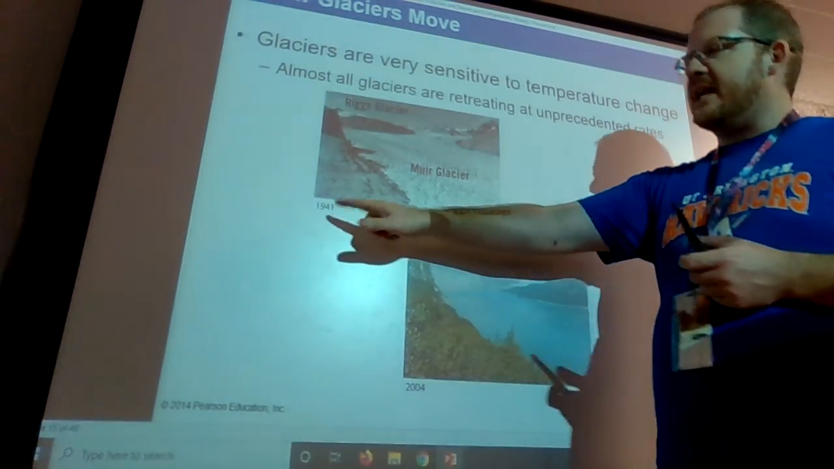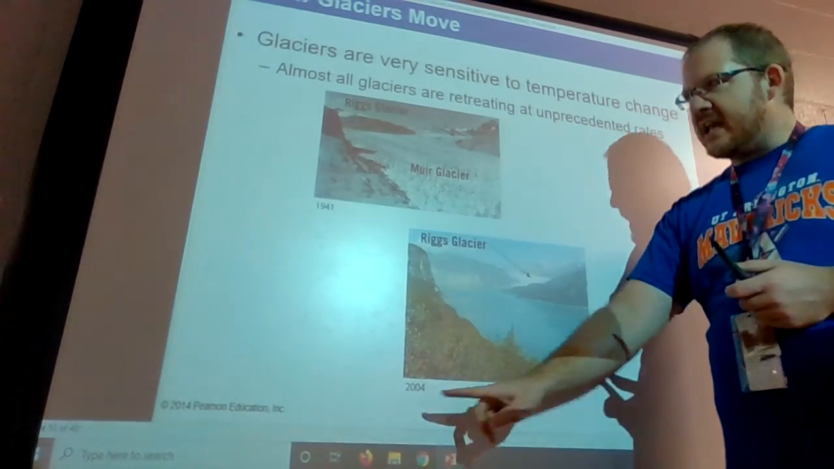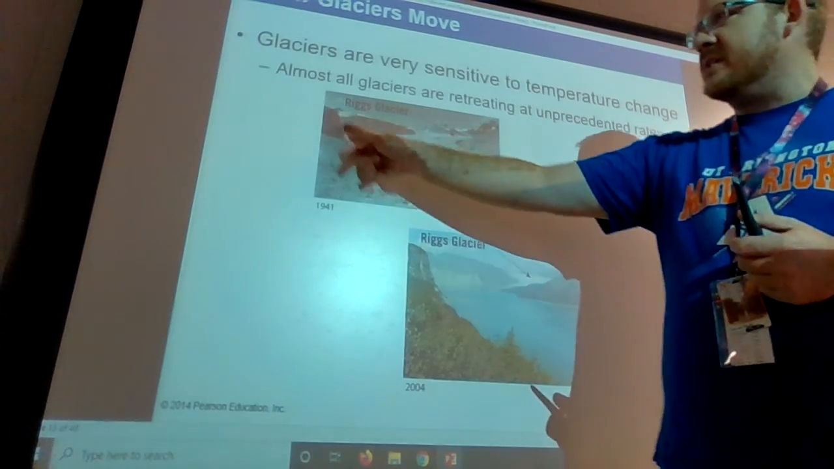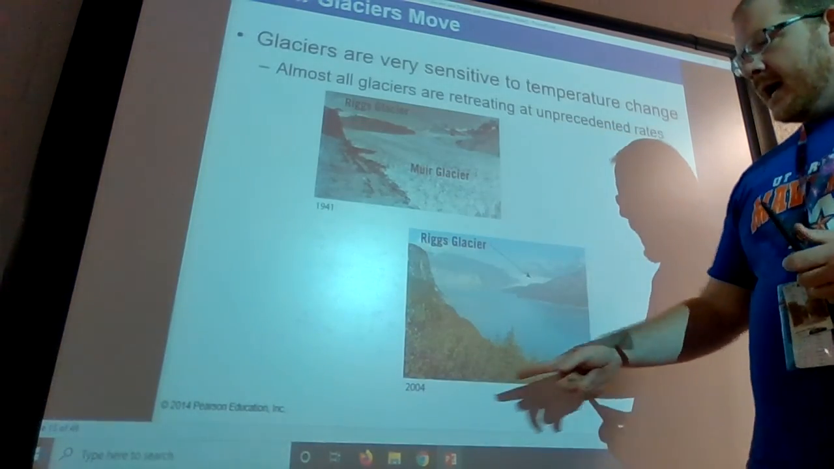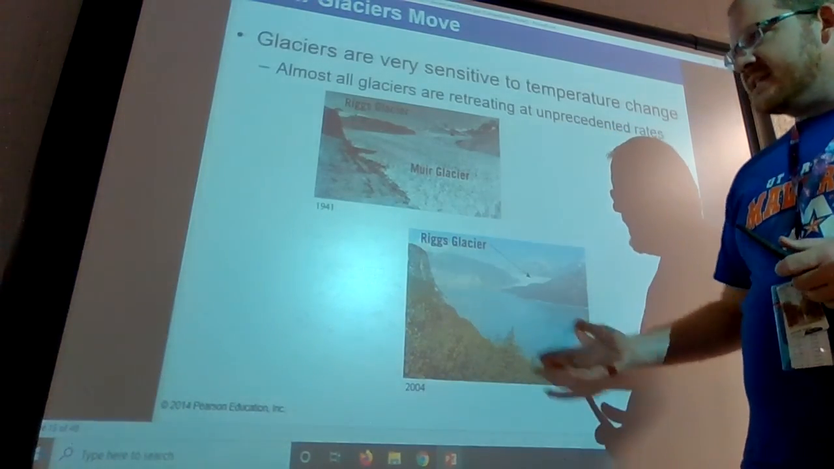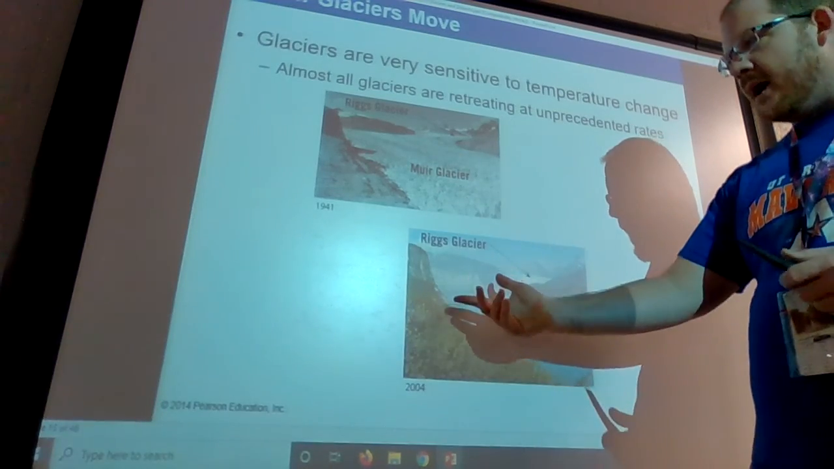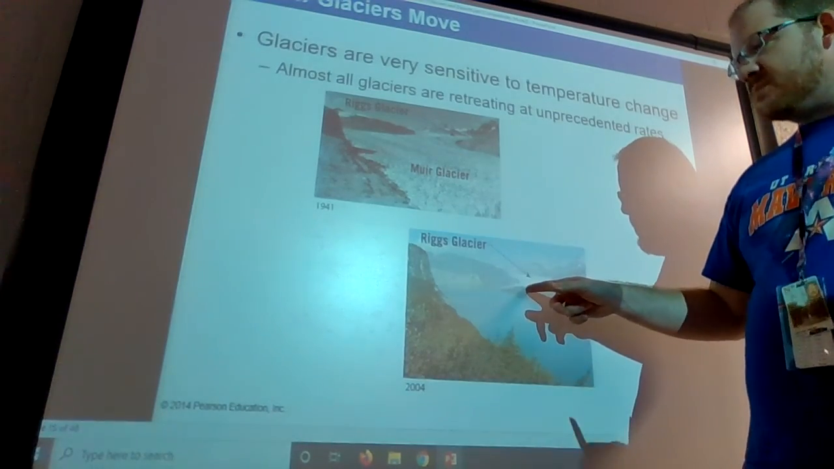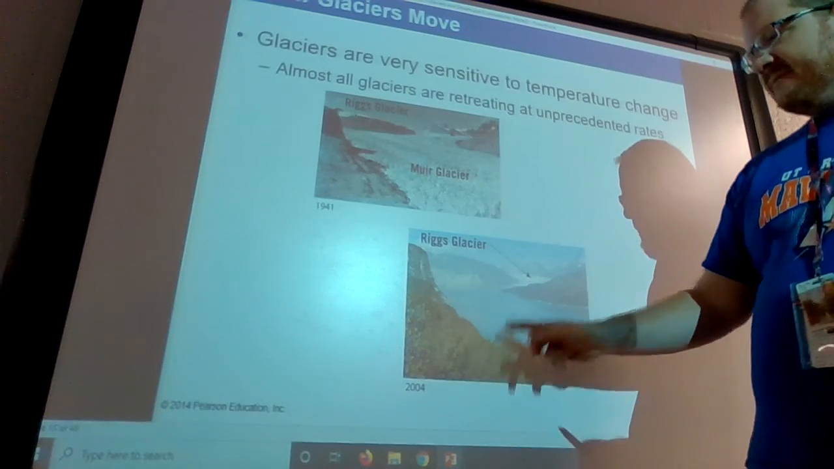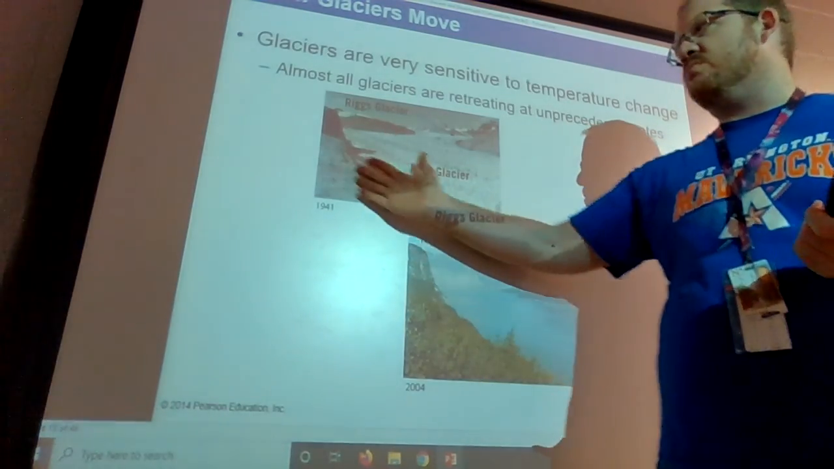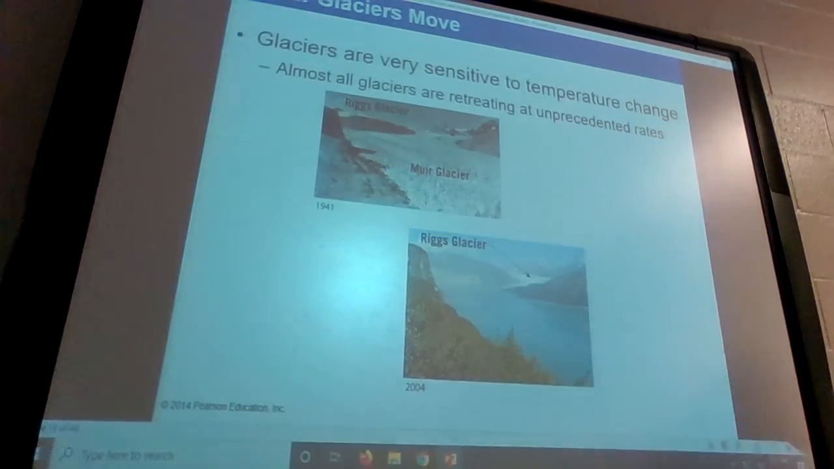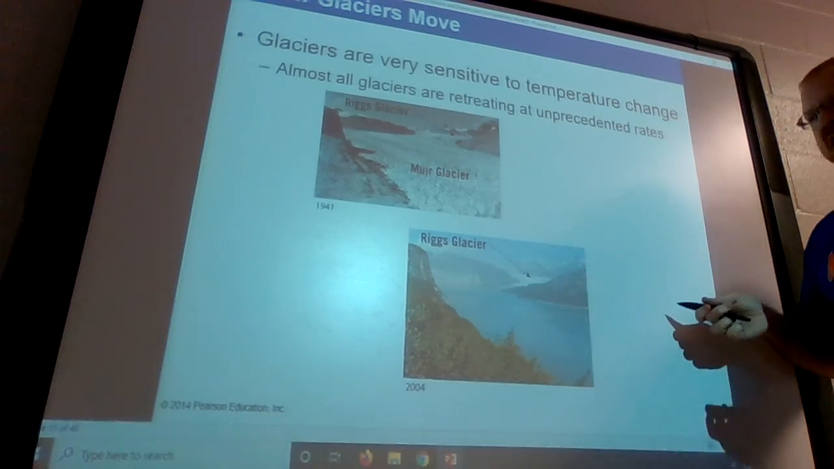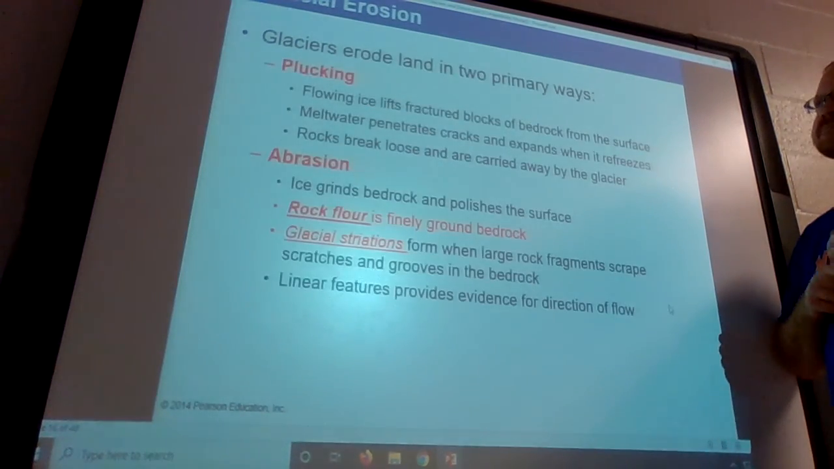Here's an example of how sensitive glaciers are to temperature change. This is a glacier in 1941. Here's the same picture taken from the same hill. You can see the same hill right over here in 2004. Not only is the Muir Glacier completely gone, the Riggs Glacier is much, much smaller, and these hills now have vegetation on them, where before these are just rocky, desolate hills. So not a good sign for the environment around here and for that glacier.